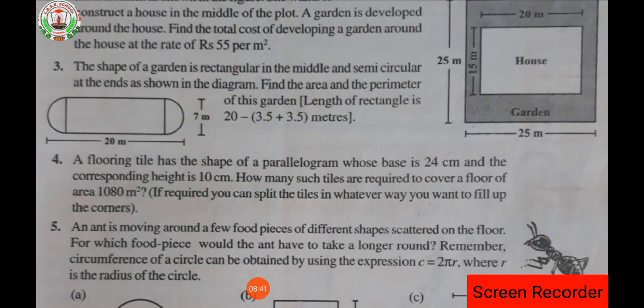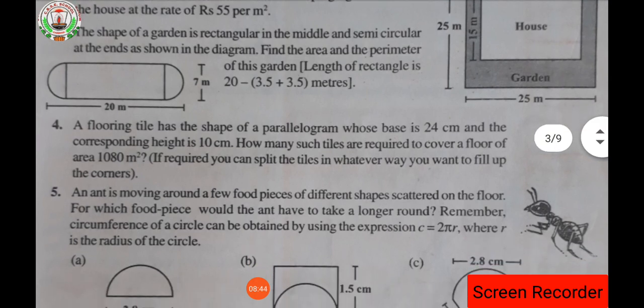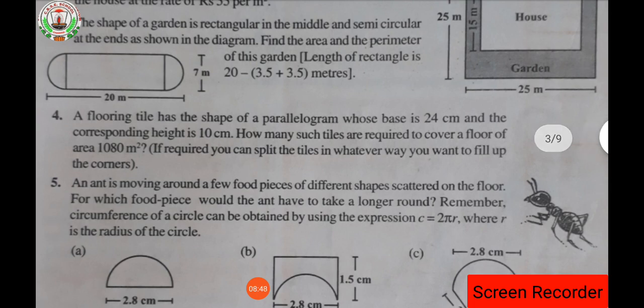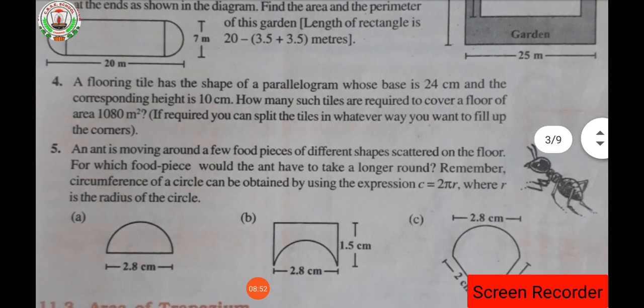Okay, next: an ant is moving around a few food pieces of different shapes scattered on the floor. That means the food shapes are given in the form of A, B, C. The diagram is given, isn't it? Those are the food pieces.